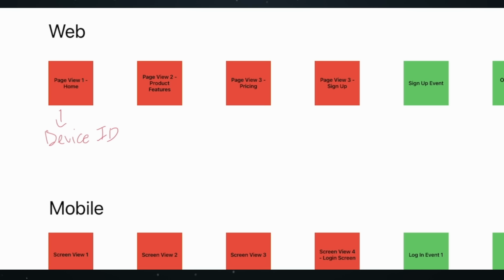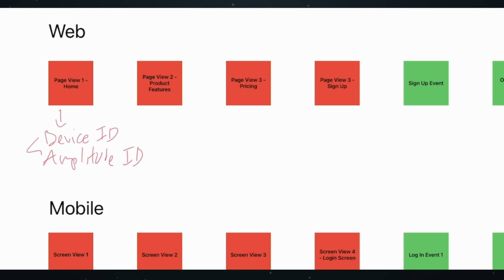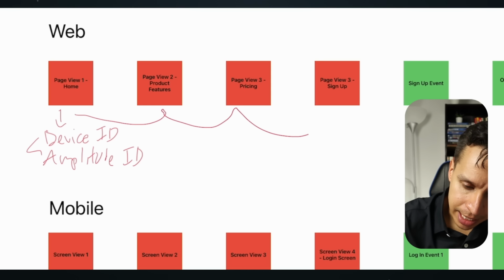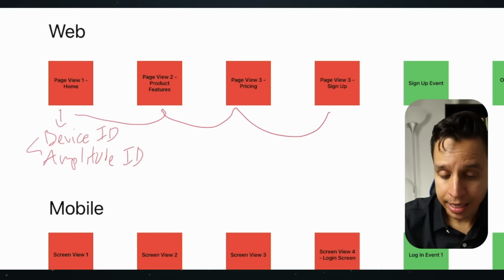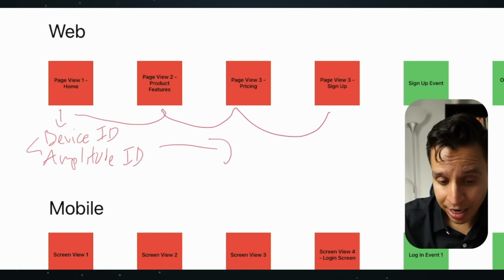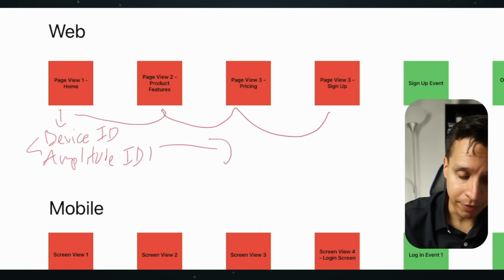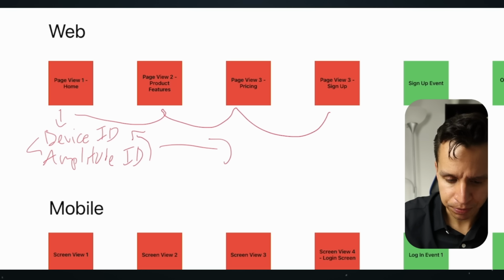Device ID also generates what's called the Amplitude ID. This is beautiful writing. So these two get generated automatically by Amplitude. The user then goes on to features, then the pricing page, and then the sign-up page. These IDs continue on. And this is how Amplitude is able to then tie events to the same user. They have the same device ID, and then the Amplitude ID is actually being generated from the device ID. It's like a logic applied to it. So now you have a profile.